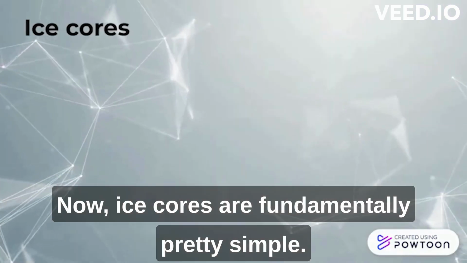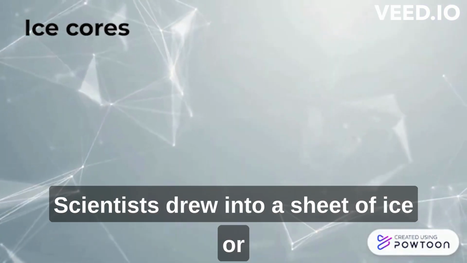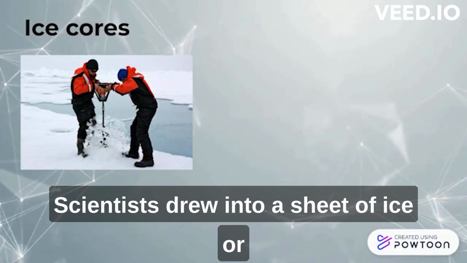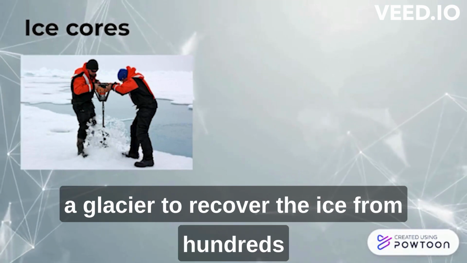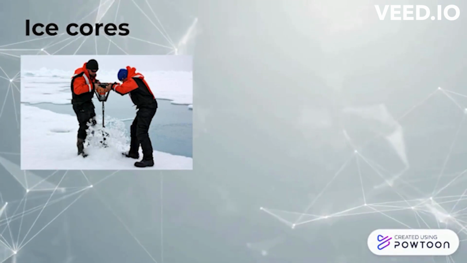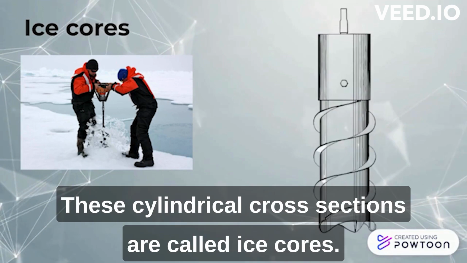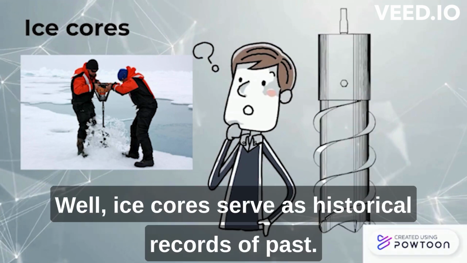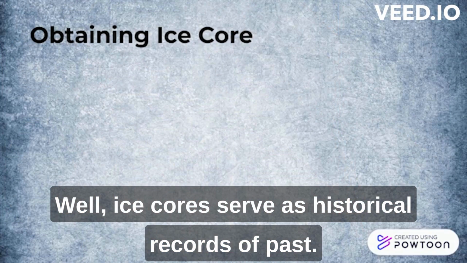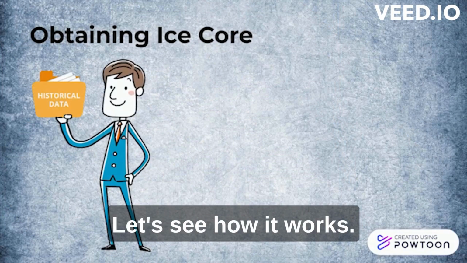Now, ice cores are fundamentally pretty simple. Scientists drill into a sheet of ice or a glacier to recover the ice from hundreds of thousands of years in the past. These cylindrical cross-sections are called ice cores. Why do they do this, you may ask? Well, ice cores serve as historical records of the past. Let's see how it works.